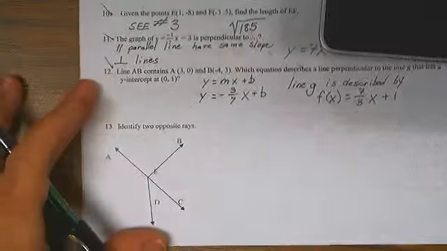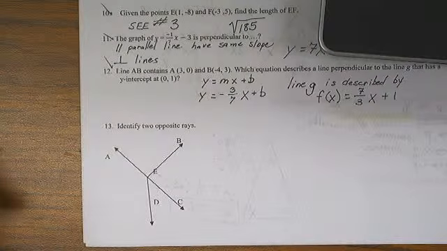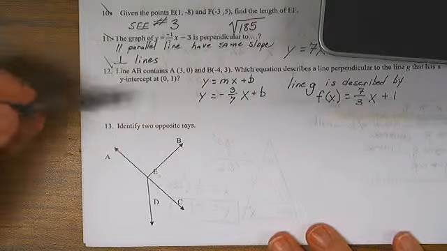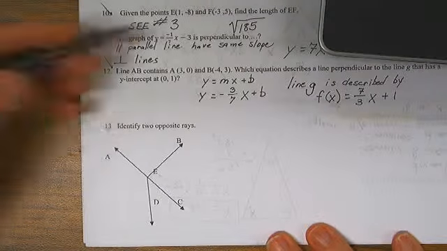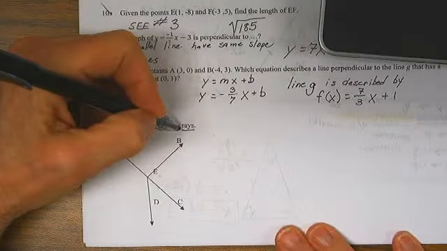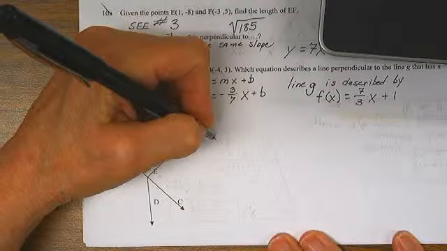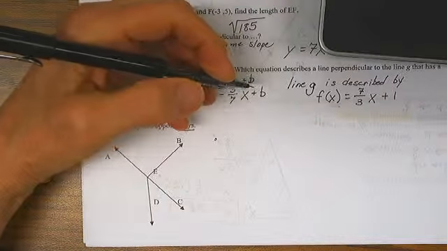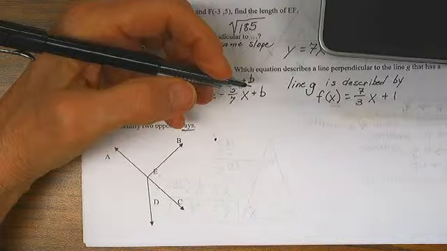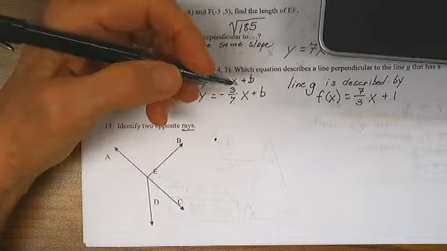Geometry Review Part 2, Problems 13, 14, 15. Identify two opposite rays. We remember that a ray begins at a point and goes an infinite distance in exactly one direction.